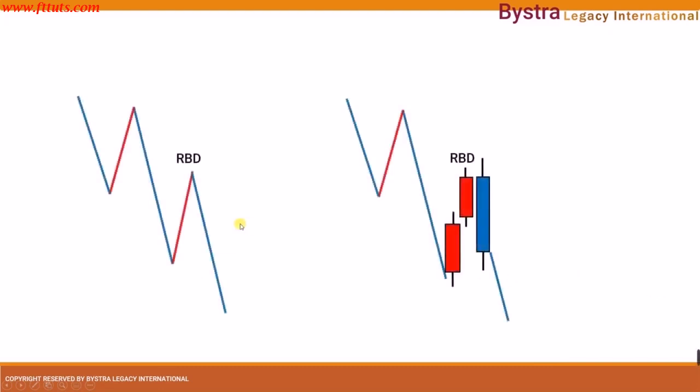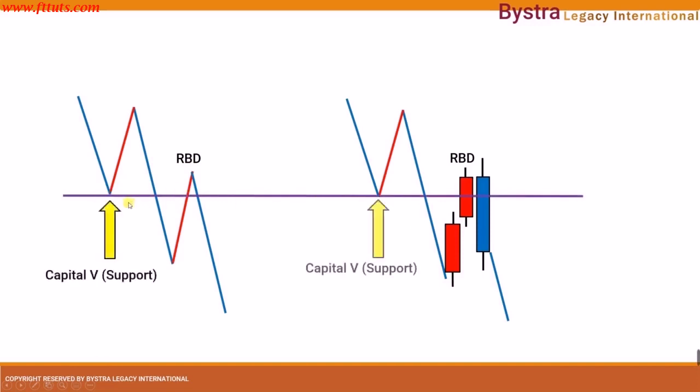So let's have a look at another example. This time the Rayleigh base drop is slightly higher than the capital letter V. It's no issue. This will be a valid SOP as well. So we first mark the horizontal line. This is the capital V, which is the support, aligned with the Rayleigh base drop. This is a very good SOP for the SNRC2 as well.